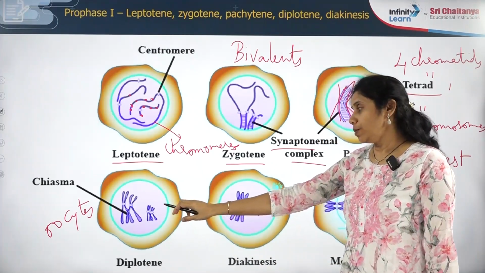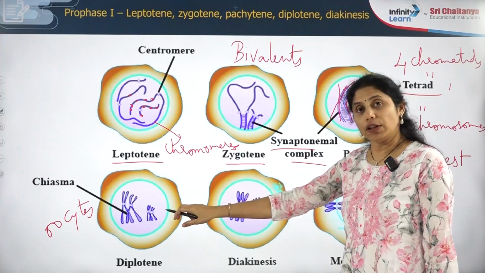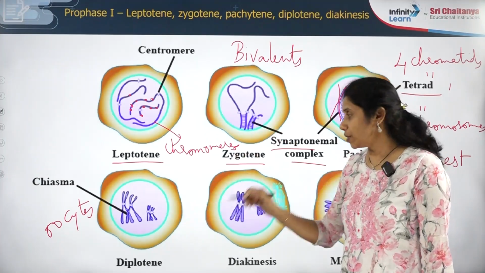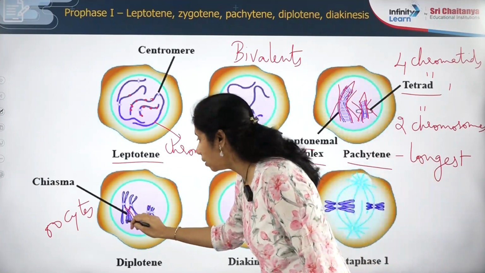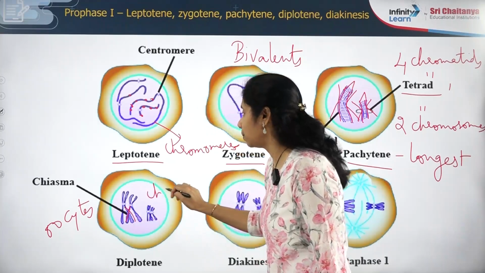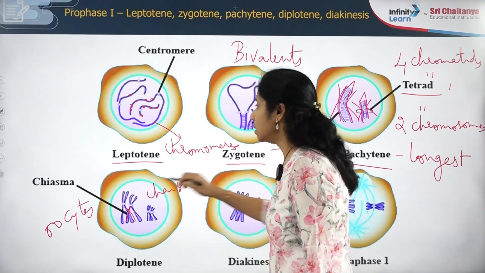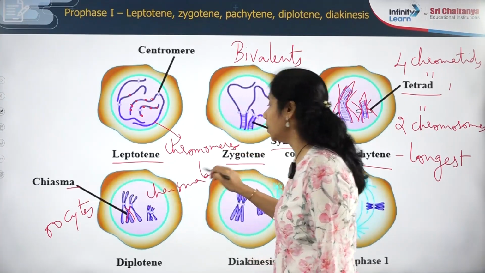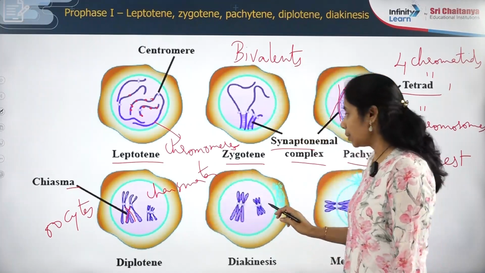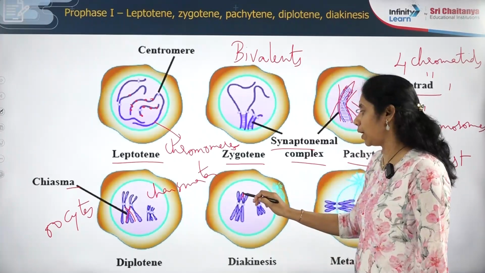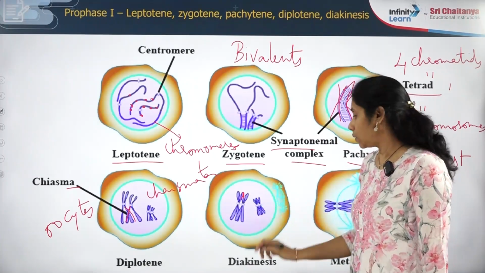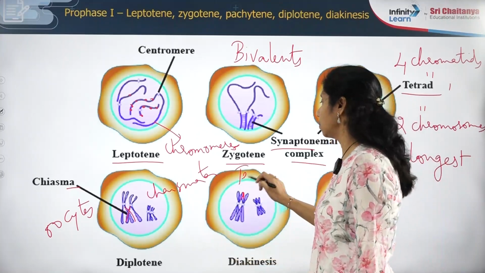When the chromosomes are trying to separate away from each other in the diplotene, the X-shaped structures are seen clearly here. They are called chiasmata. You can see here chiasma singular, chiasmata plural. These chiasmata would have reached towards the ends of the chromosomes. This is called terminalization.